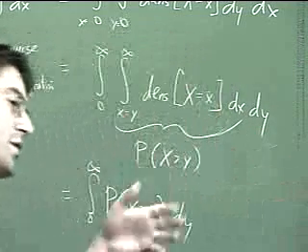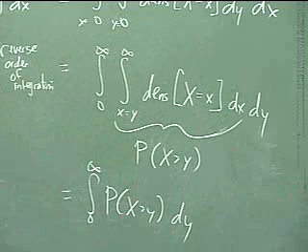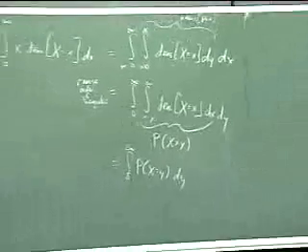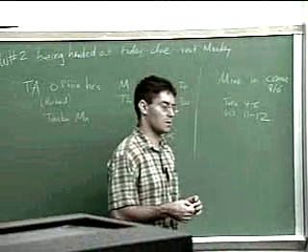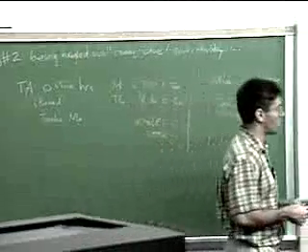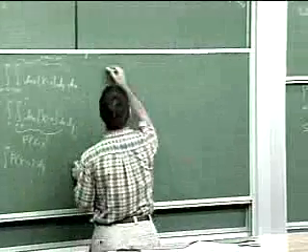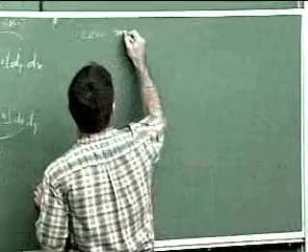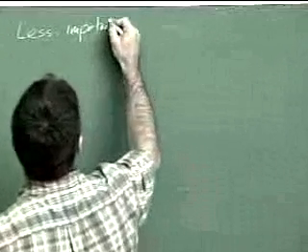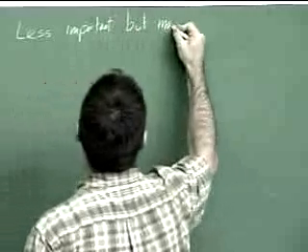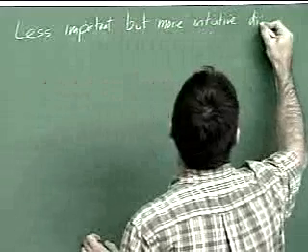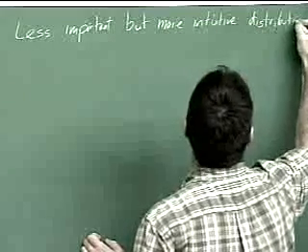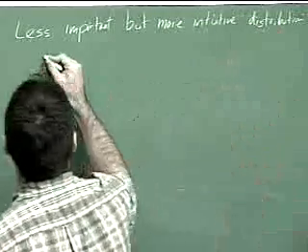Okay, so any questions just sort of about the theory behind continuous probability? Because we're going to start talking about particular distributions now. No questions? Okay. The less important distribution for this class, but it's more intuitive, is the uniform distribution.